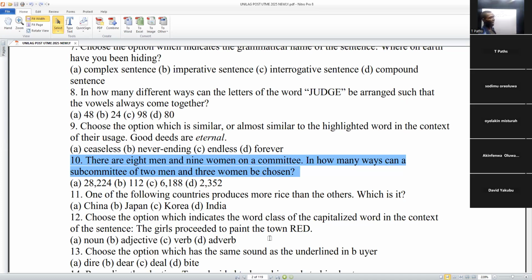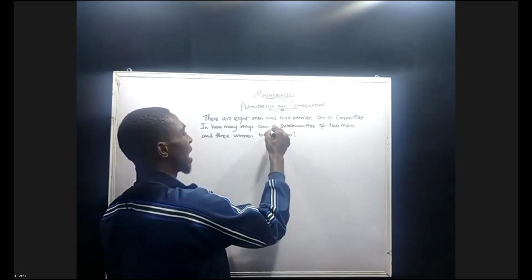Class, listen up and listen very good. There are 8 men and 9 women on a committee. That's the question. In how many ways can a subcommittee of 2 men and 3 women be chosen?